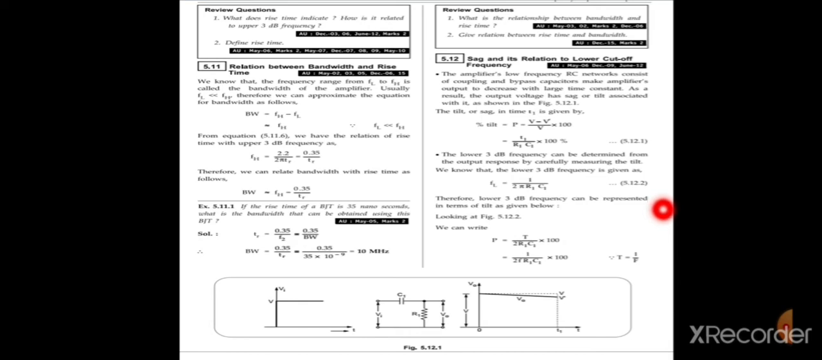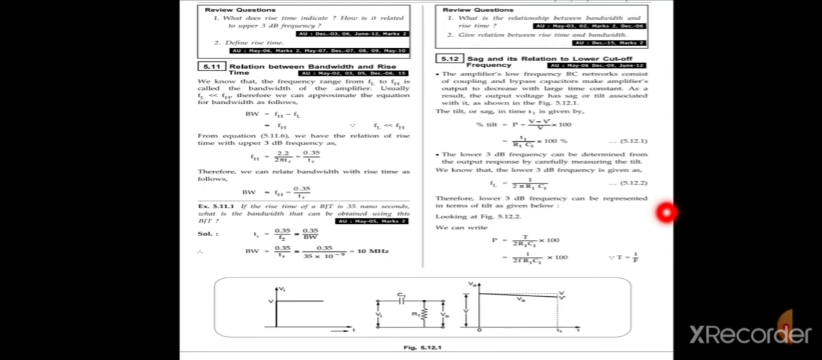Next, sag and its relation to lower cutoff frequency. The amplifier low frequency RC network, which consists of coupling and bypass capacitors with large time constants, makes the amplifier output decrease. As a result, the output voltage has a sag or tilt associated with it. The tilt or sag in time T1 is given by percentage tilt P equal to V minus V dash by V into 100, that is T1 by R1 C1 into 100%.